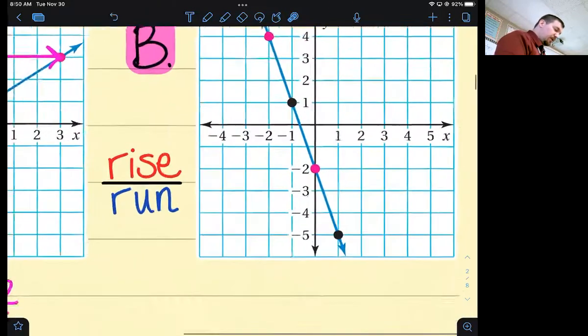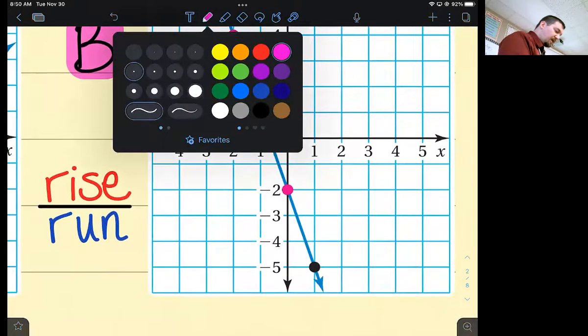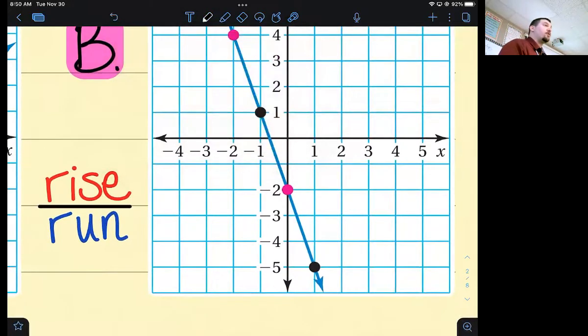Okay, let's do example B. Let's do the black dots first. Now, what you'll notice here is that to go from one black dot to the other black dot, if I start at the one, I always start at the point that's on the left side. Instead of rising, I'm actually going to fall. 1, 2, 3, 4, 5, 6. I'm going to fall 6. Now, the way that I'm going to represent that then is as a -6.